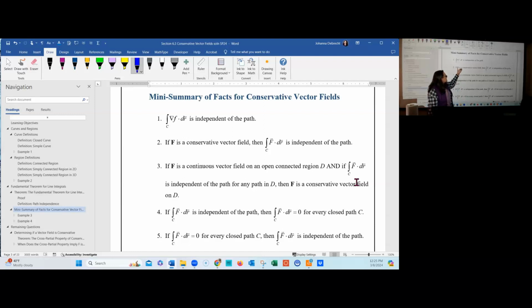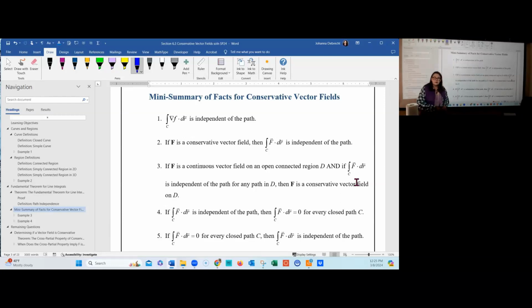The next one says if F is a conservative vector field, then it must be independent of path. Well, this is basically saying the same thing as item number 1 does, because del of F is, of course, a gradient vector field, which is conservative. So the first two are really saying the same thing, just in slightly different ways. Let's look at the third one.